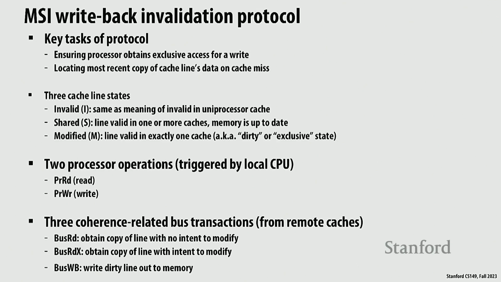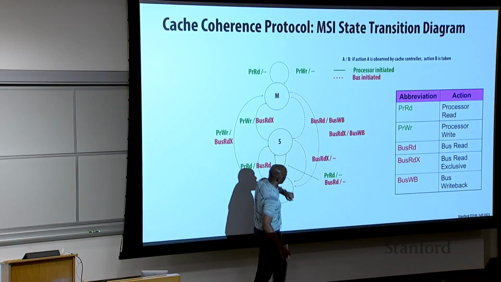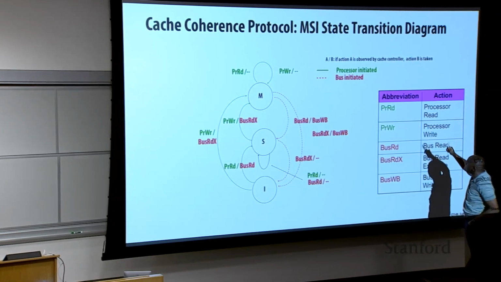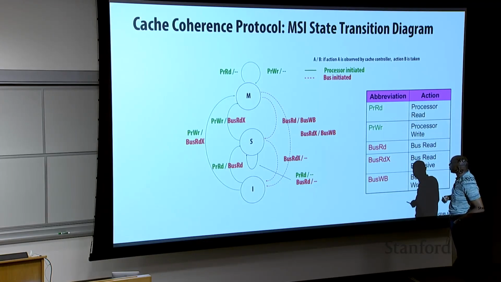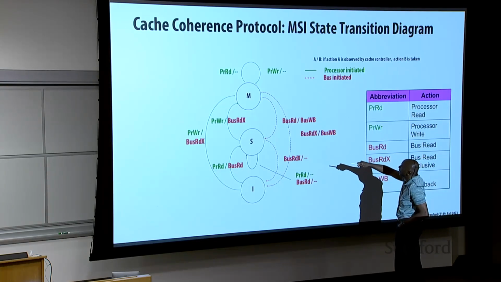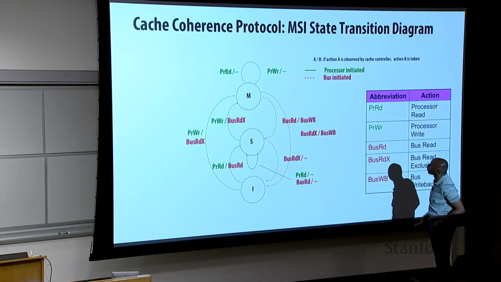Okay, so let's see how these operations get implemented in a cache coherency protocol. So here is the cache coherency protocol state transition diagram. So we have the three states: invalid, shared, and modified. And we have the operations that are made by the processor and the subsequent transactions that come from the bus. So the way to read this state transition diagram is that each of the arcs is labeled by an A-B action pair or transaction pair.